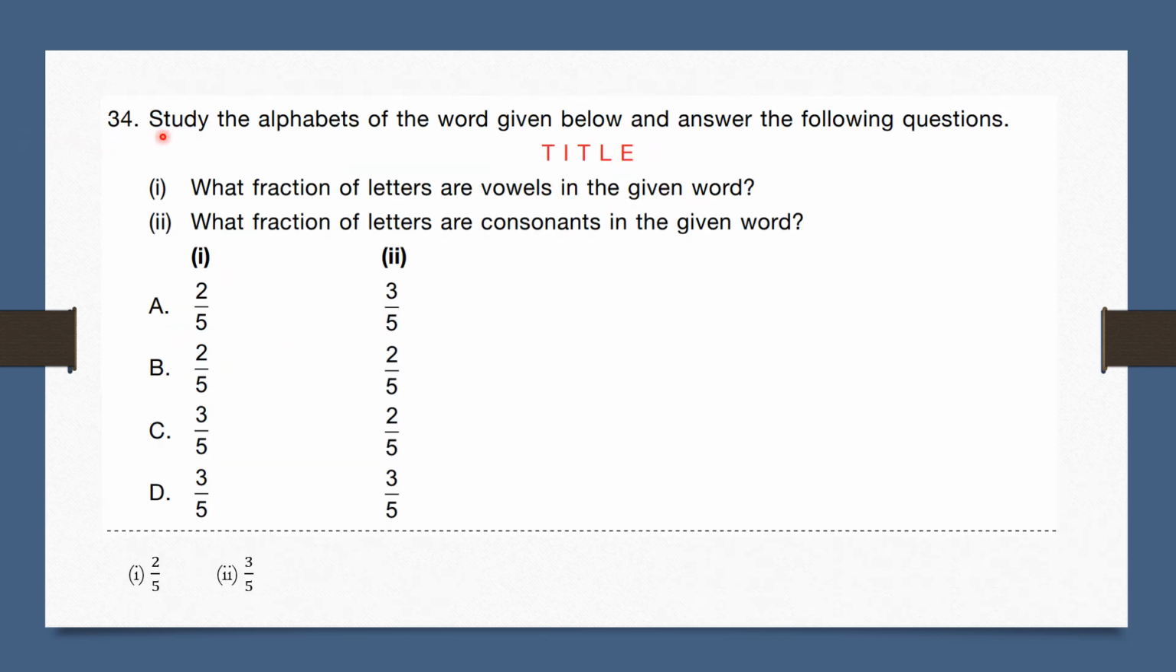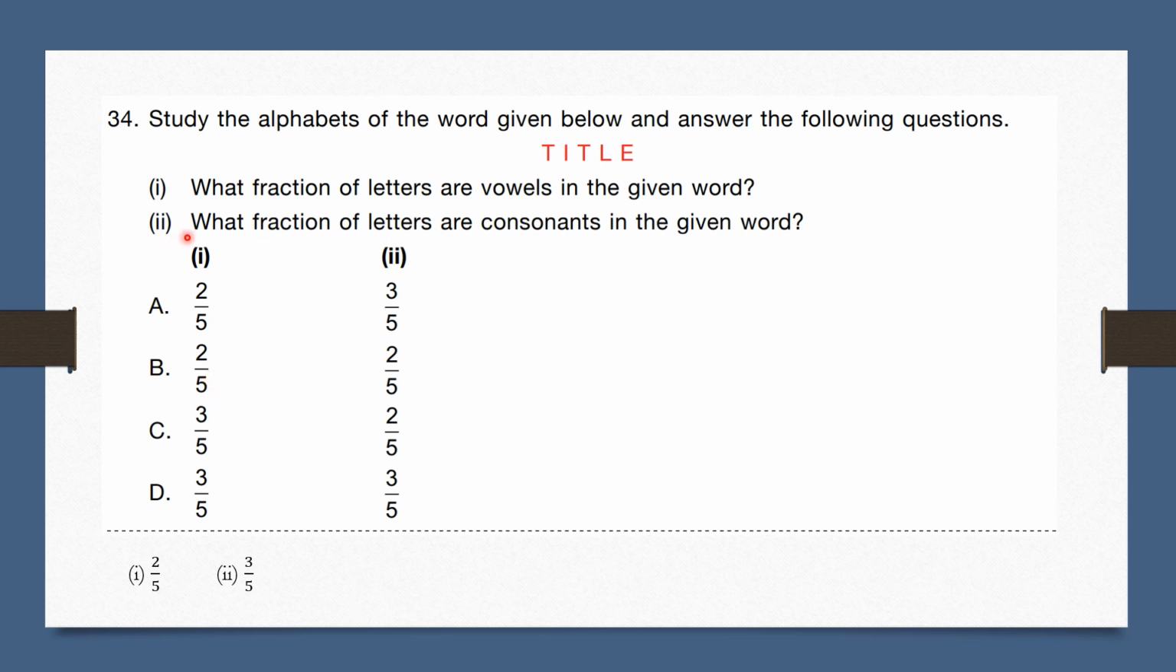Question number 34. Study the alphabets of the word given below and answer the following question. Word is TITLE. What fraction of letters are vowels in the given word? So we have two vowels, I and E, and the total number of alphabets is 5. So 2 by 5 is the fraction of letters that are vowels. So 2 by 5 can be A or B.